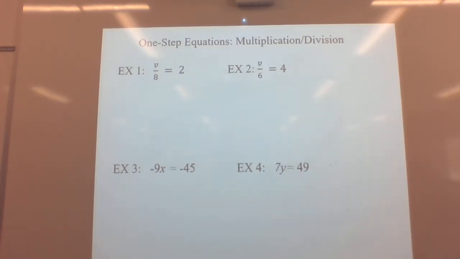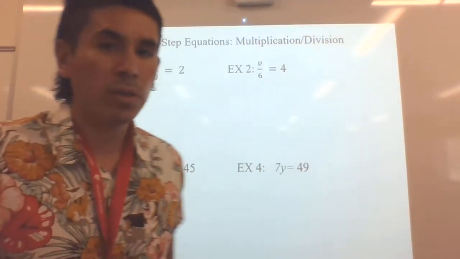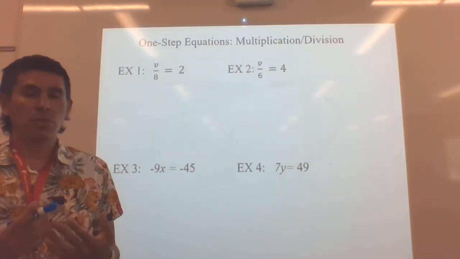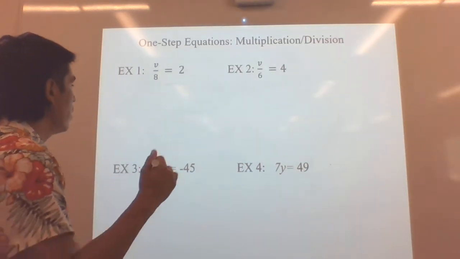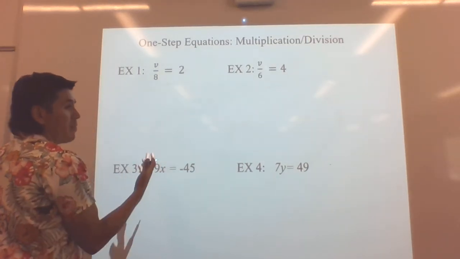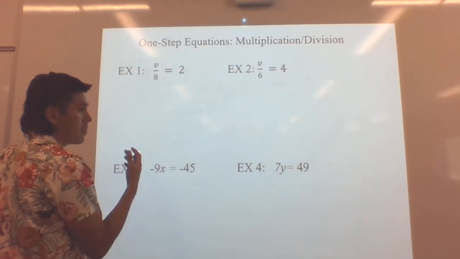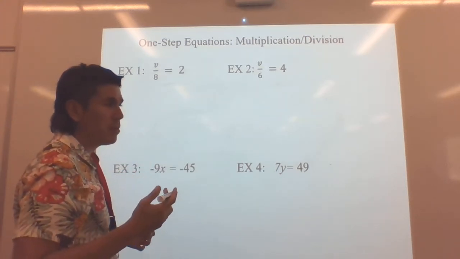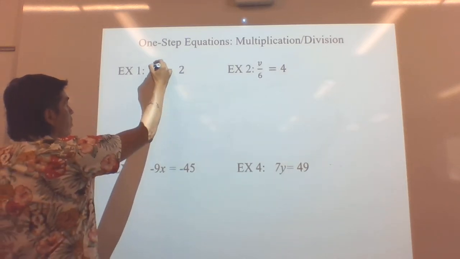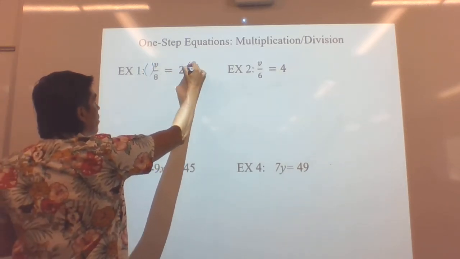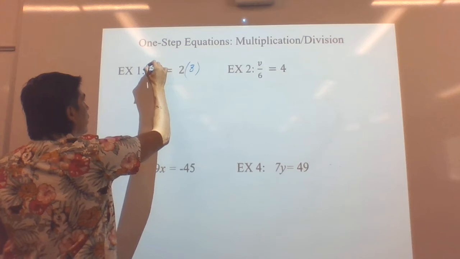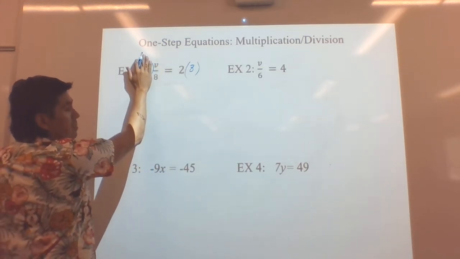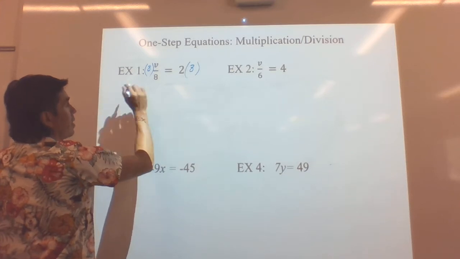Okay, we're back. One-step equations, multiplication and division. One step. And we're still going to be doing inverse. So the inverse here is what's happened to my variable. It's being divided by 8. So what's the inverse of division? It's multiplication, right? So we're going to multiply both sides by 8. Why? Because the inverse of dividing by 8 is multiplying by 8.